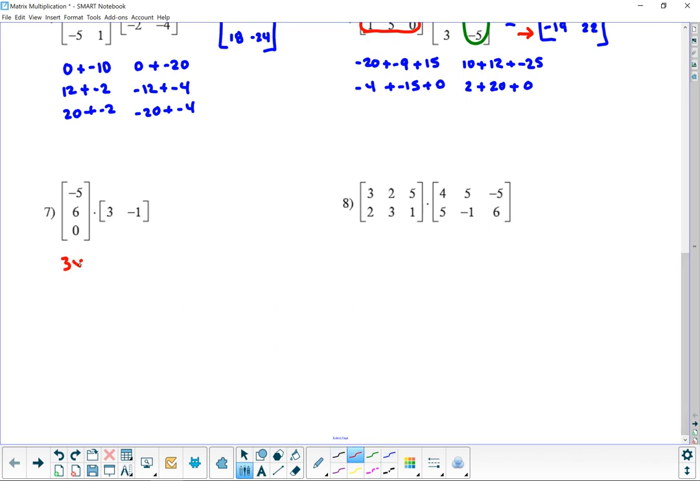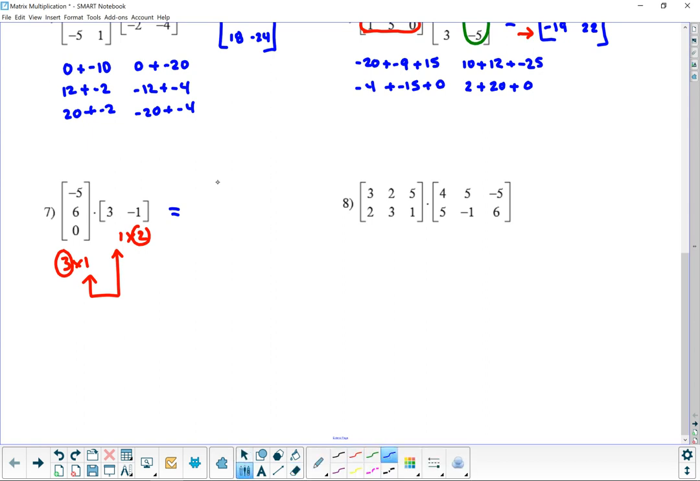Okay, this one is a 3 by 1, and this is a 1 by 2. So your answer is going to end up being a 3 by 2. Crazy, huh? But luckily, we only have to do one multiplication problem each time because the inside dimensions match. So that means we can do it.